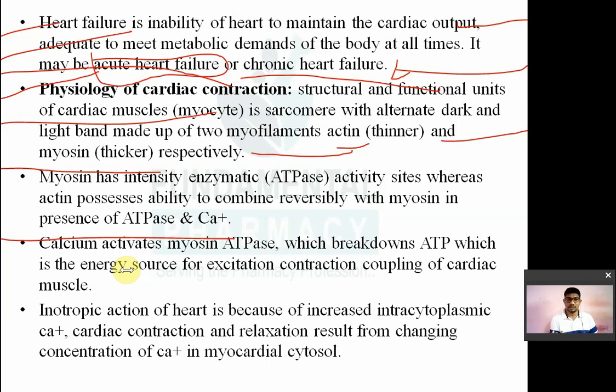So inotropic action of the heart is because of the increased intracytoplasmic calcium. So cardiac contraction and relaxation is because of the change in the concentration of calcium in the myocardial cytosol.